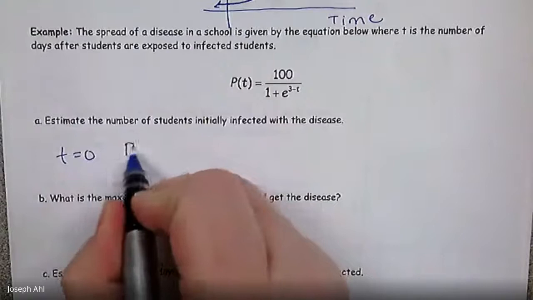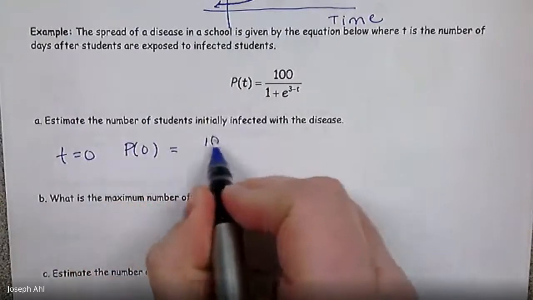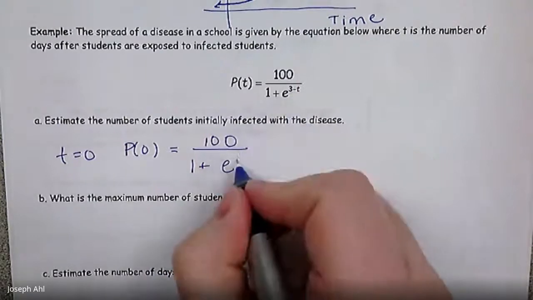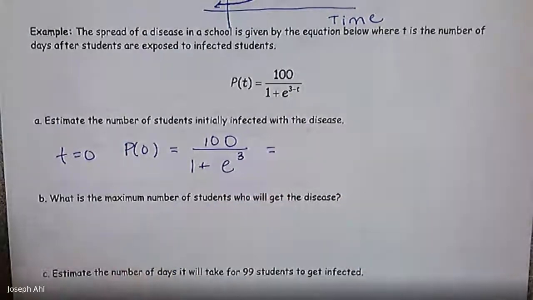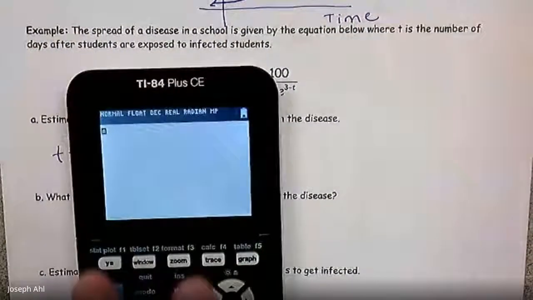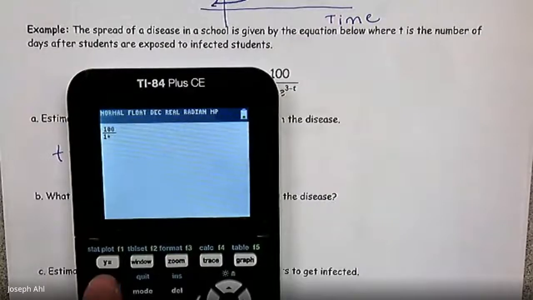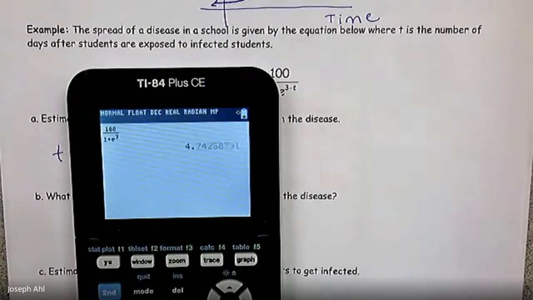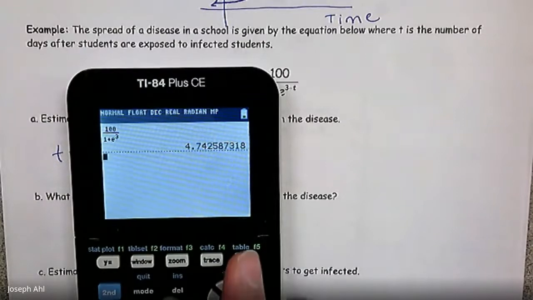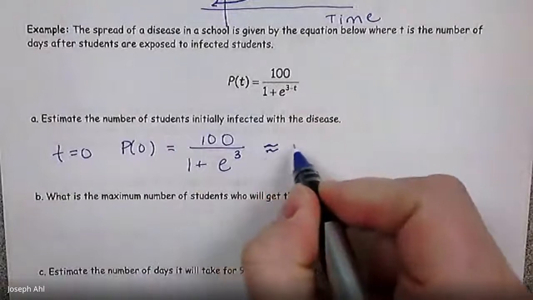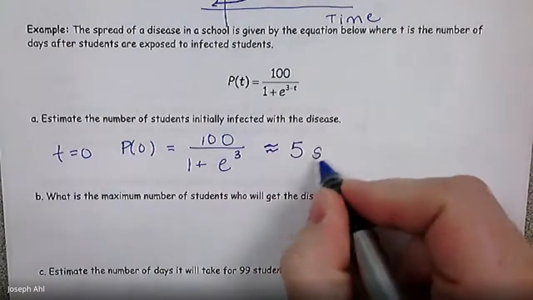So if I say what's P of 0, it would be 100 over 1 plus e to the 3 minus 0 power, which is e cubed. So let's see what that is. Got to quit my slope field graph here. All right, fancy fraction, 100 over 1 plus e cubed is 4.742. Okay, so I would say approximately 5 students at the start.